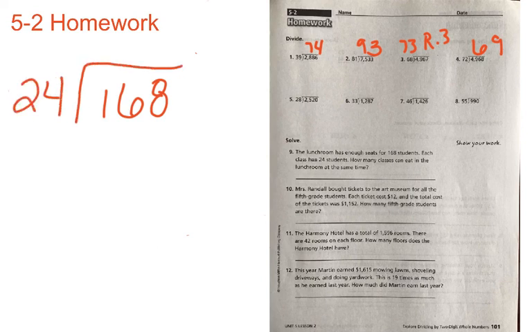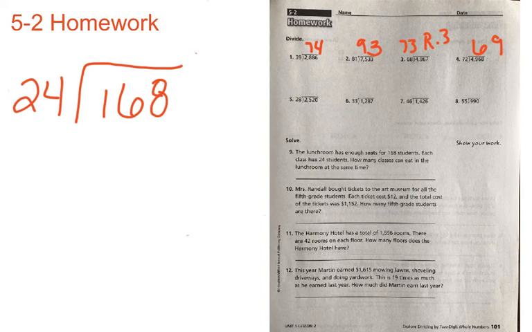Let's look at number 9. Number 9, the lunchroom has enough seats for 168 students. Each class has 24 students. How many classes can eat in the lunchroom at the same time? So we have to take our total number of students and divide it by each class size of 24. So 168 divided by 24.